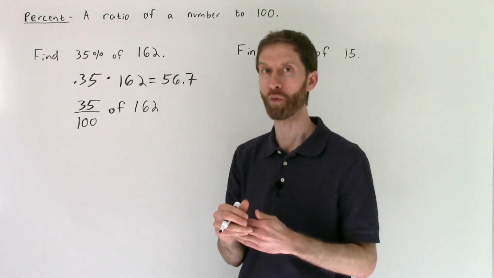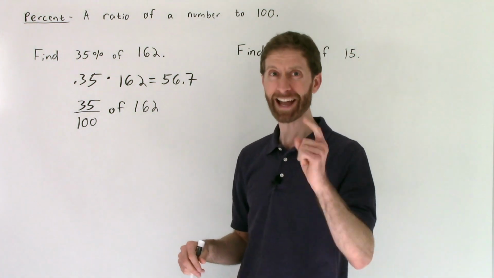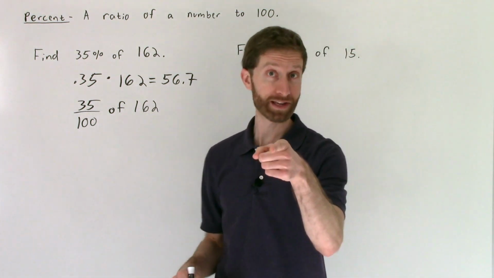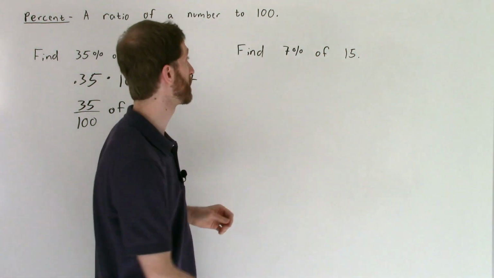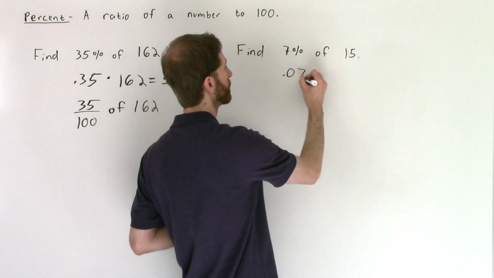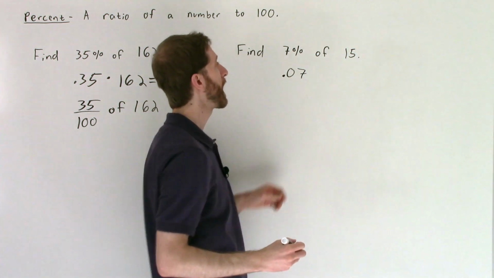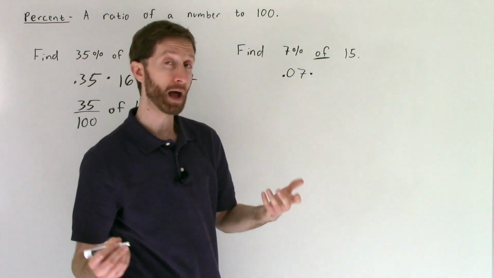So a brief review of why it works. If you're good with that, great. If not, and you're like, I need one more, here we go. Second example, 7% of 15. To do that, I convert this into a decimal, which is 0.07. And I'm going to multiply that, the word "of" meaning multiplication, by 15.